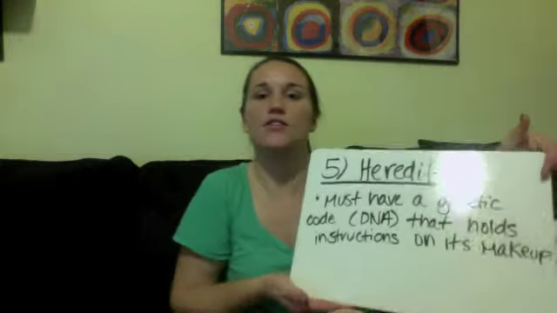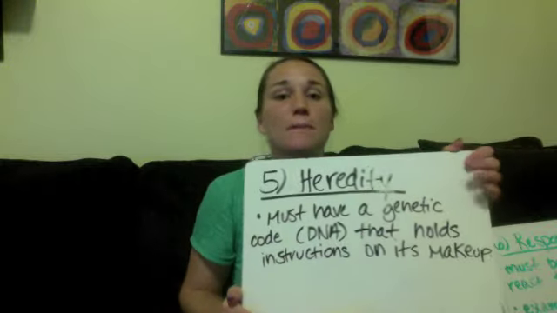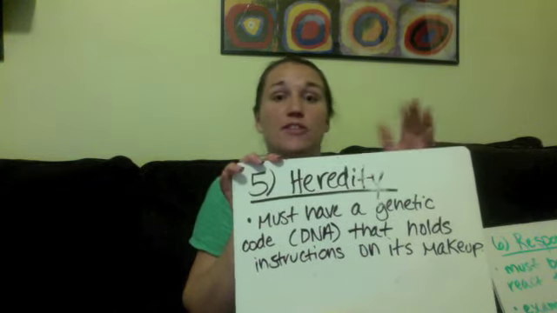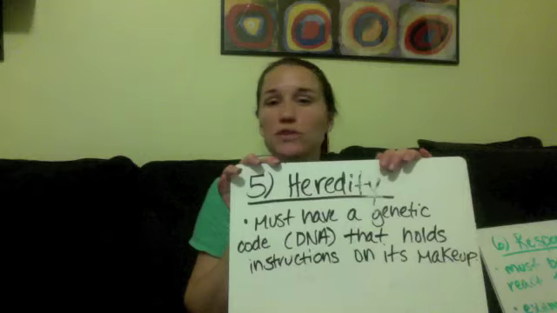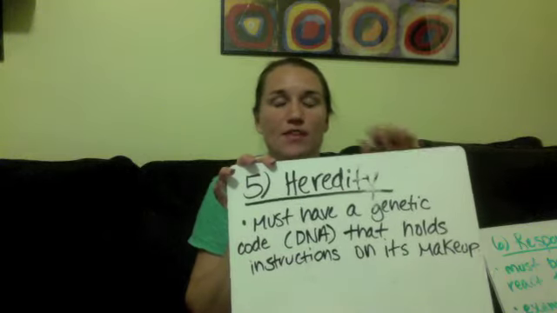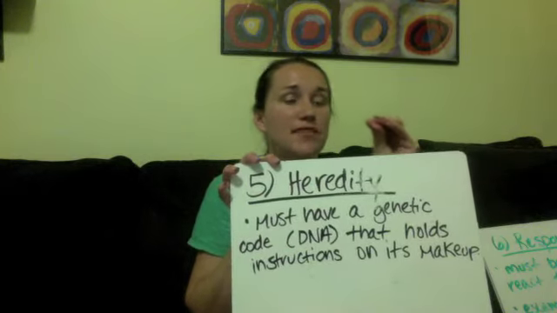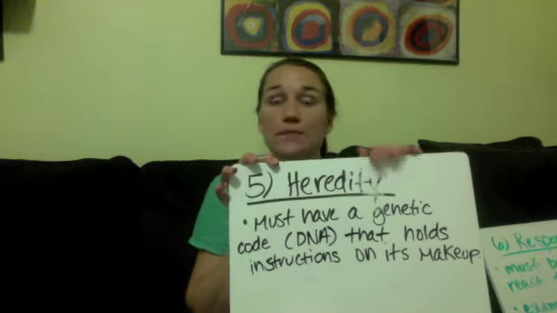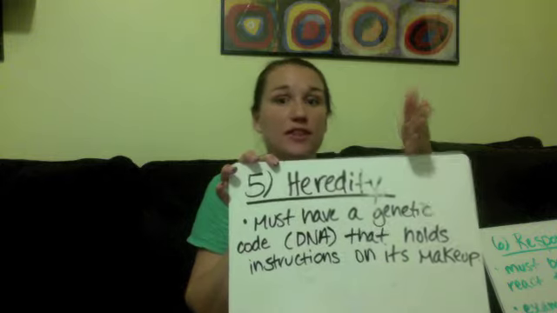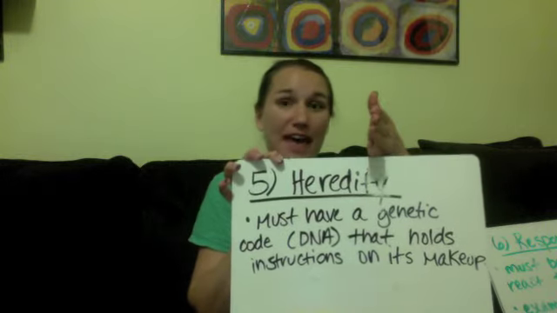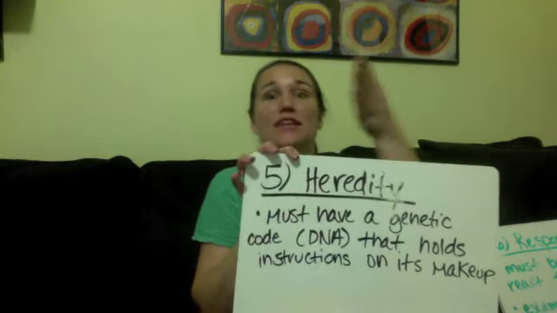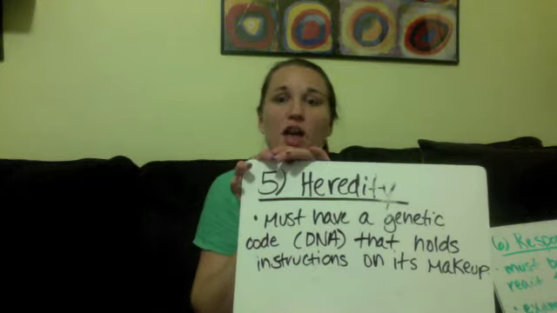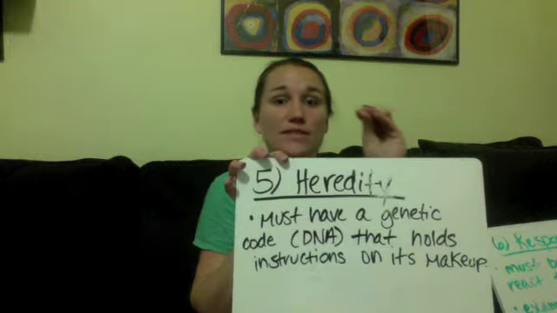5th is heredity. Something that is alive must have the ability to pass on their genes. And their genes must be in the form of some sort of genetic code or DNA. These are the instructions that make that organism be exactly that organism. There can't be any question on whether this human is a cat, or this cat is an orange, or this orange is a starfish, okay? All those things have to have their own separate genetic code.